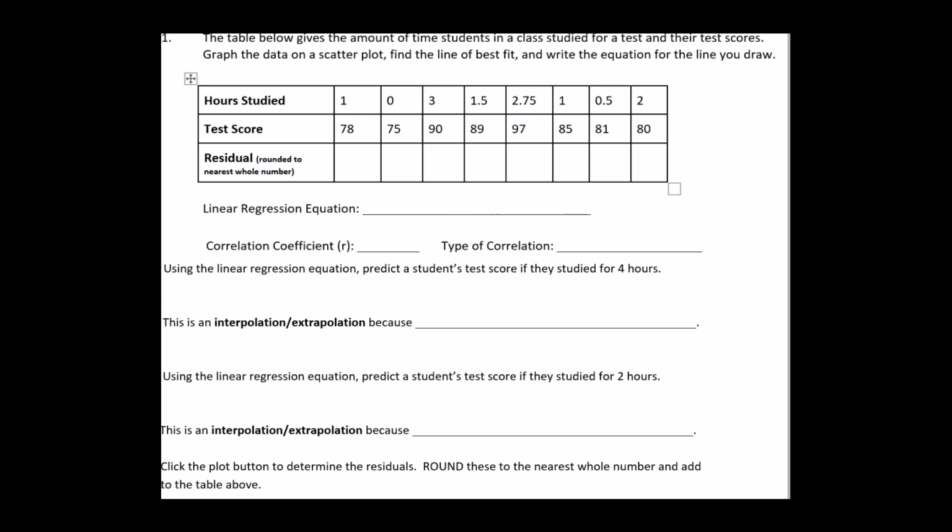All right, something I want to mention here that we may not have talked about, not even in the book, but let's talk about it now, so if you see it on the test. The table below gives the amount of time students in class studied for a test and their test scores. Graph the data on a scatter plot, find the line of best fit, and write the equation for the line that you draw. Again, we modeled this. I'm going to put this into Desmos.